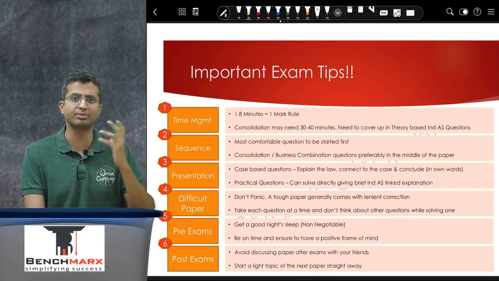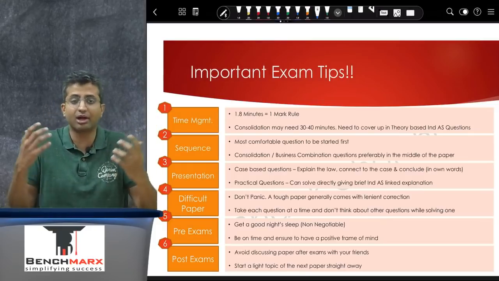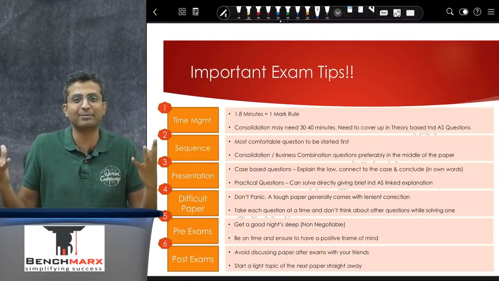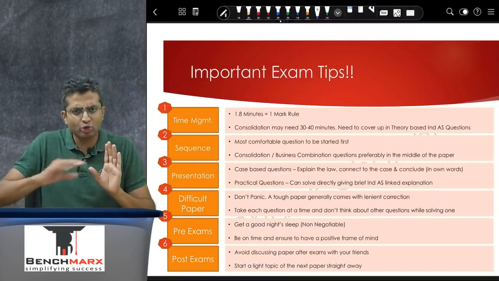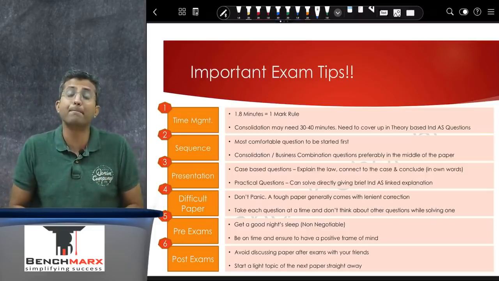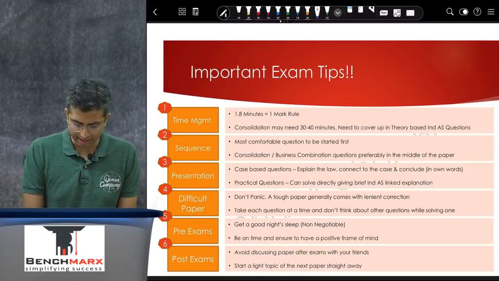Do not start with items like consolidation or business combination, longer questions. If, God forbid, your balance sheet does not tally, then sometimes hell breaks loose. So try to build the momentum. Don't keep consolidation at the end as well. Do it somewhere in the middle of the paper if you have to attempt it. That is the best place to attempt.